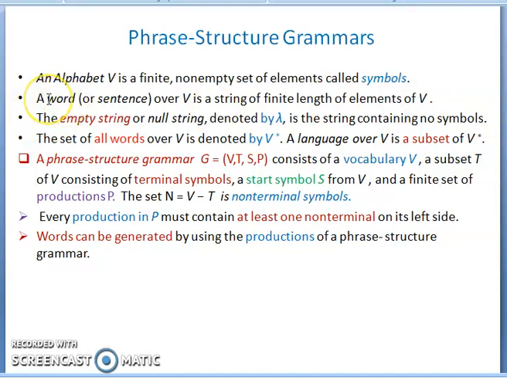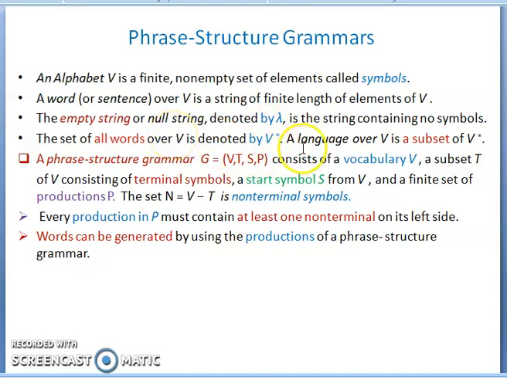So you can construct the words or the sentences by using the alphabet. We use the alphabet to construct the words or sentences in the language. And lambda is the empty string, that is nothing but a string containing no symbols. And the set of all words over V is denoted by V star. This V star indicates the set of all words over V. So all the possible words formed with the alphabet V is nothing but V star.